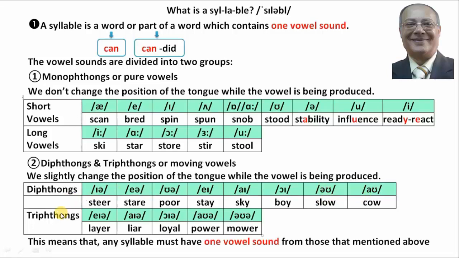For the triphthongs, we have laya, aya, loya, oh yeah, power, our, mower, our. This means that any syllable must have one vowel sound from those mentioned above.